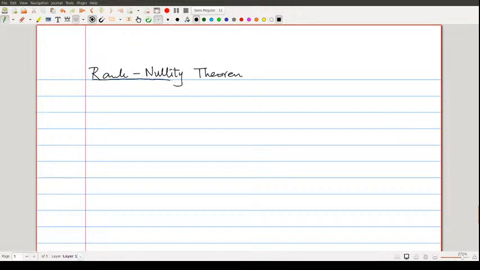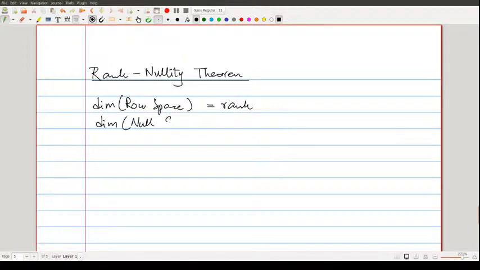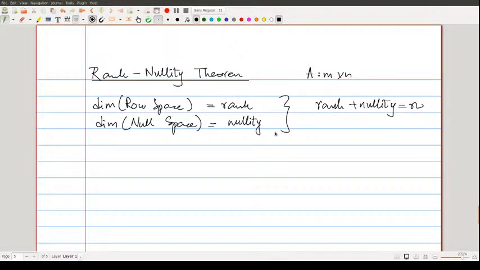Right? And why is it called the rank nullity theorem? It's called the rank nullity theorem because we know that the dimension of the row space is the same as the rank of the matrix, right? And nullity is basically another word that we're giving to the dimension of the null space. So that's nullity. So it's saying that for an m by n matrix, rank plus nullity is equal to n, right? Is equal to the number of columns that you have in your matrix.